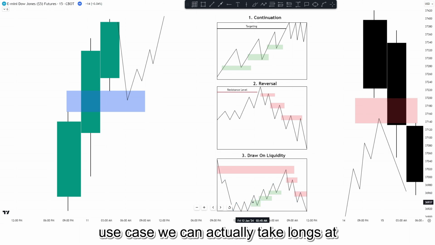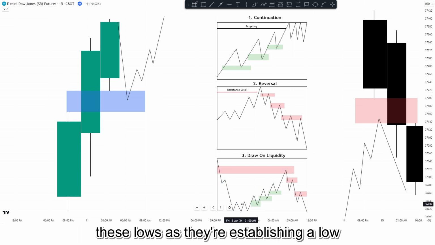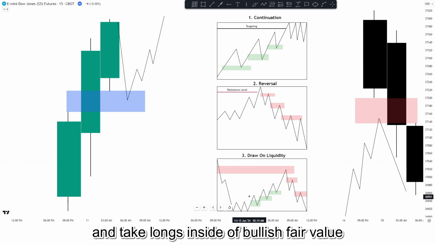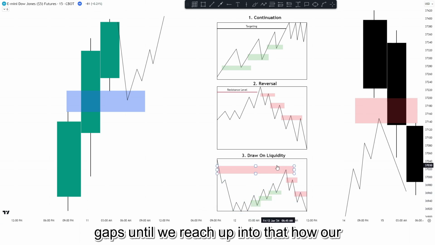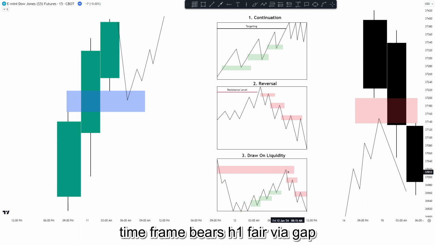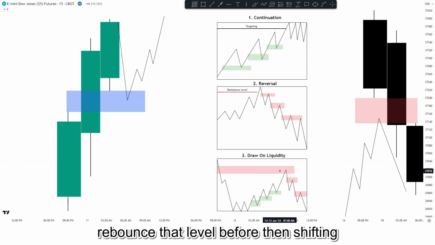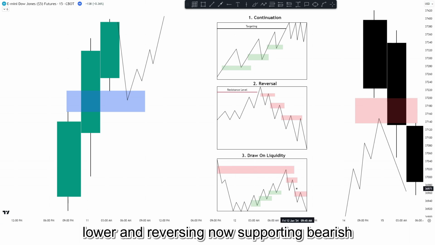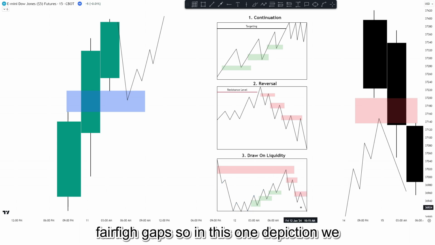So in this use case, we can take longs at these lows after establishing a low, take longs inside of bullish fair value gaps until we reach up into that higher time frame bearish H1 fair value gap, rebalance that level before then shifting lower and reversing, now supporting bearish fair value gaps.